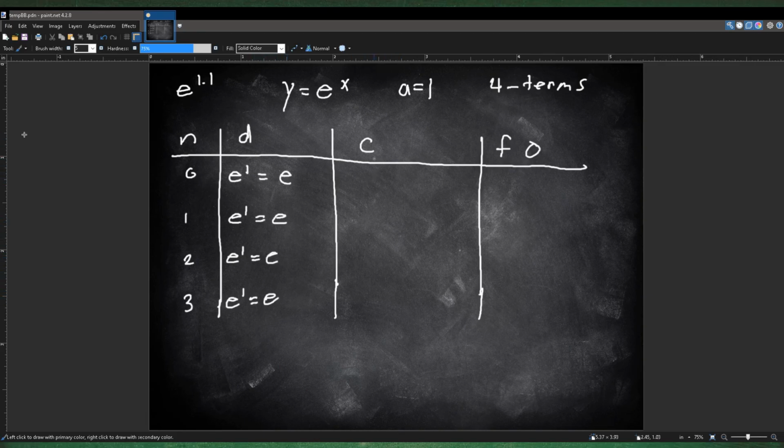Okay. Now c is our coefficient, right? Which is just e divided by 0 factorial, which is just e, because 0 factorial is just 1. e divided by 1 factorial, which is just e. e divided by 2 factorial, that's just e divided by 2. e divided by 3 factorial is equal to e divided by 6.